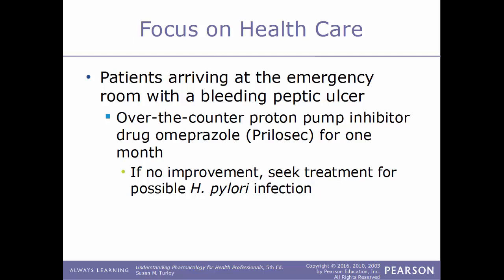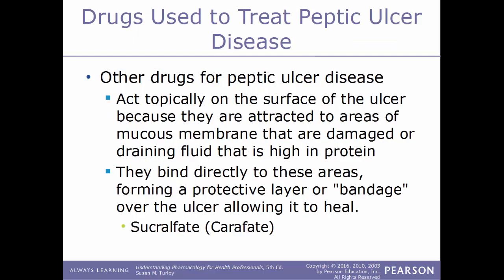If there's no improvement after that point, they should seek treatment for a possible H. pylori infection. And H. pylori is a bacterium that leads to the development of ulcers. And something like Prilosec would have no impact on that because it's not an antibiotic. See some other drugs that are used to treat peptic ulcer disease.